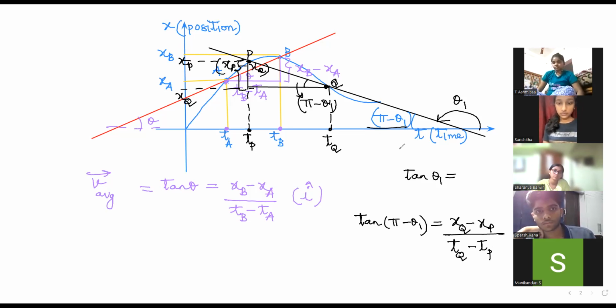You can write it like this. Yes, this is it. And this is not negative. XP minus XQ. This is correct. TQ minus TP, because TQ is greater than TP.